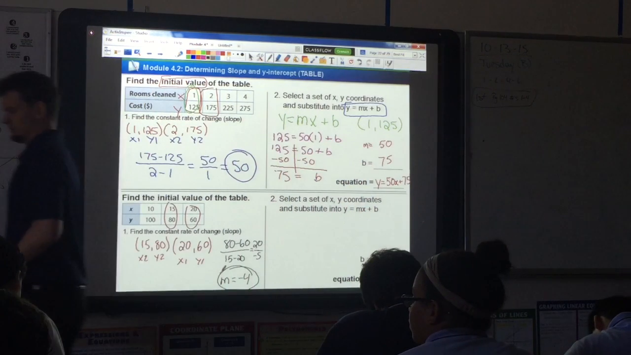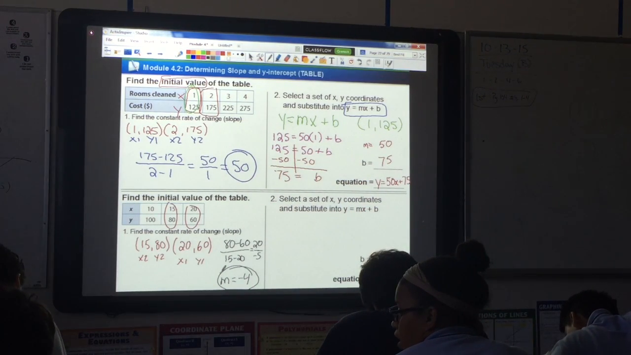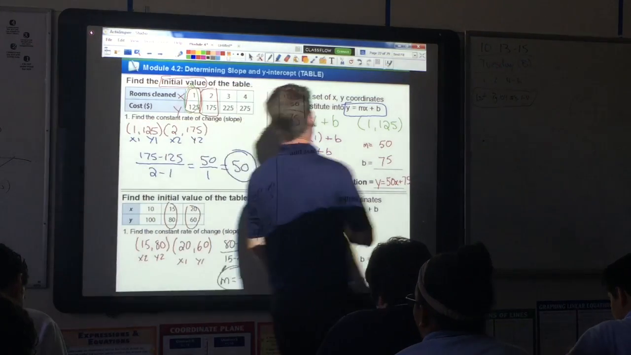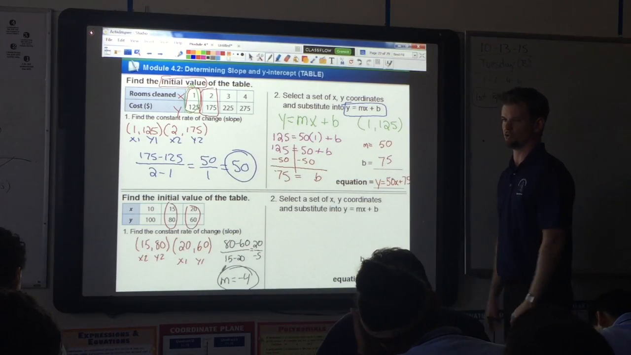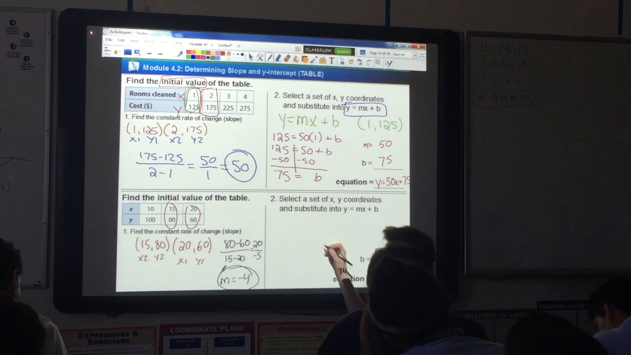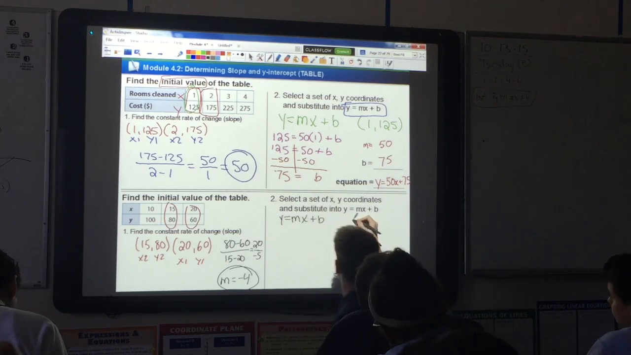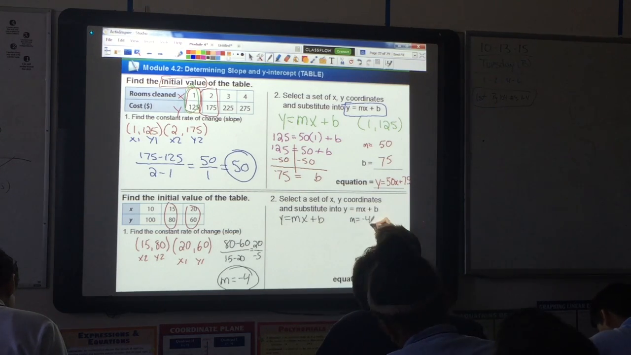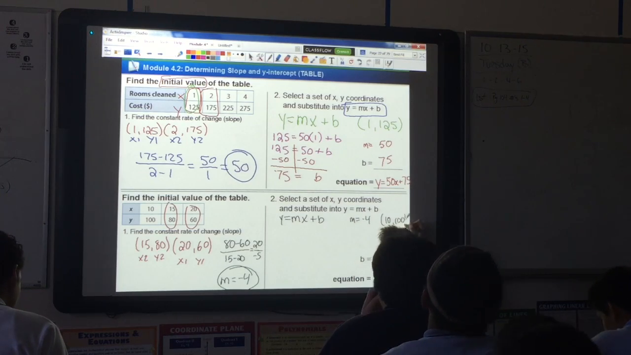We want to find the initial value. Are you with me? Okay. So, we know our slope. What xy coordinate pair do you want to use to plug into my equation? 10 and 100. So we have y equals mx plus b. My m equals -4, and my xy coordinate is 10, 100.